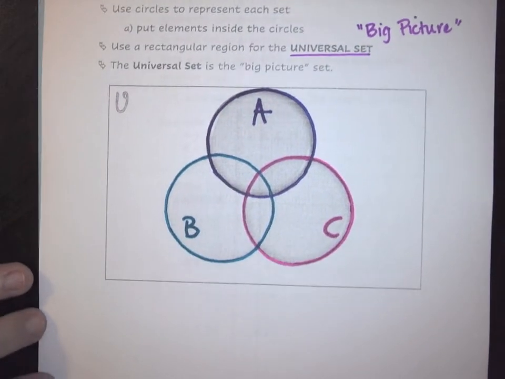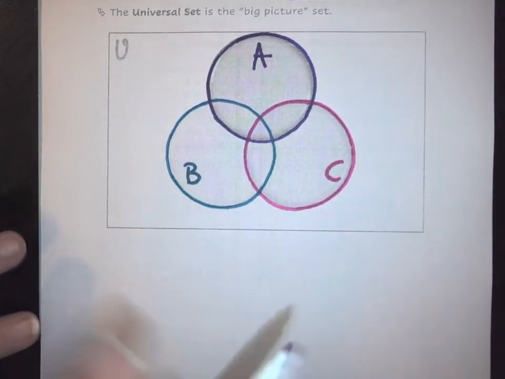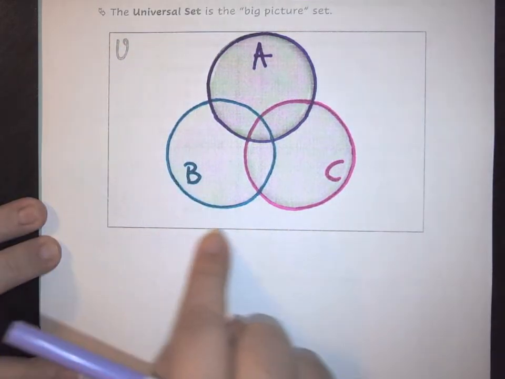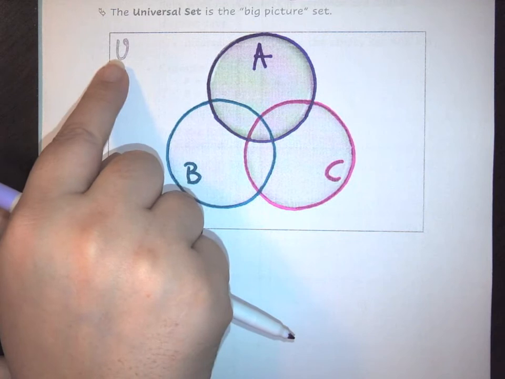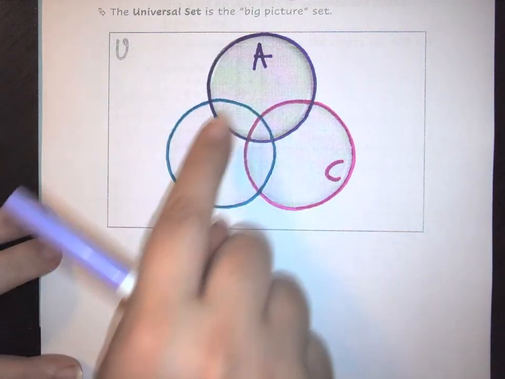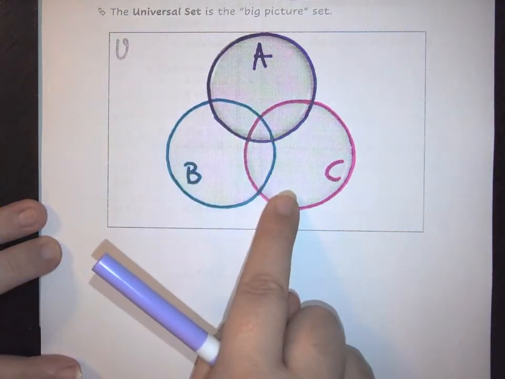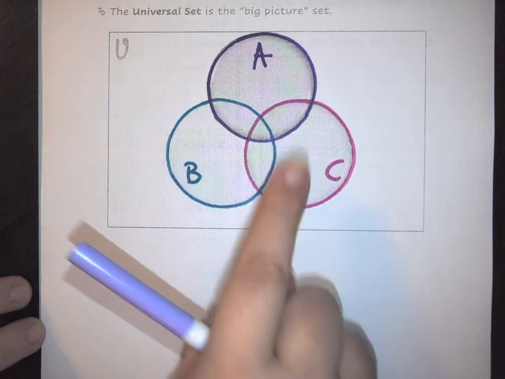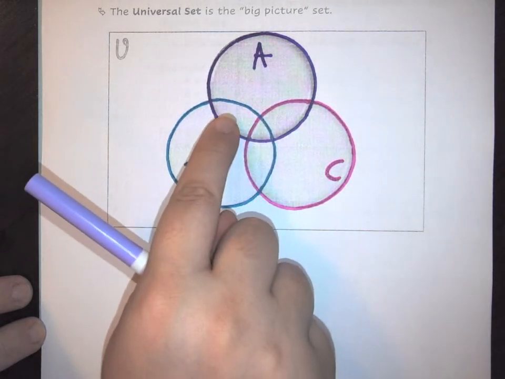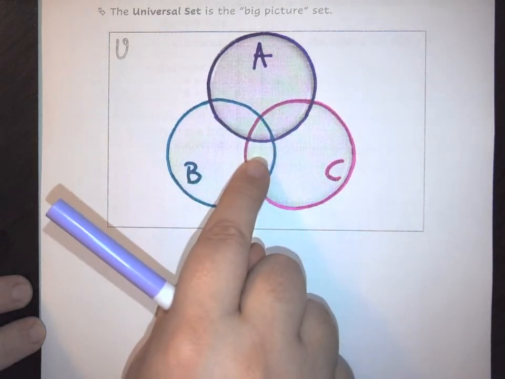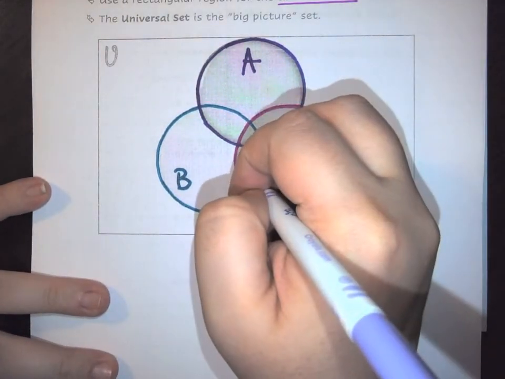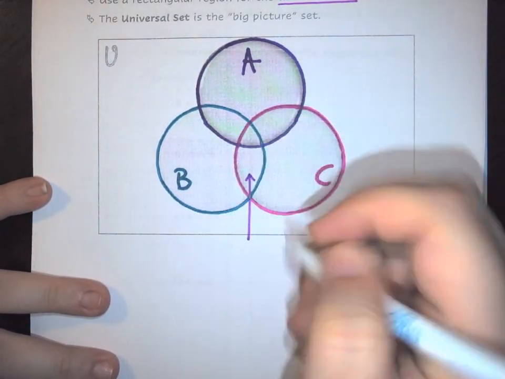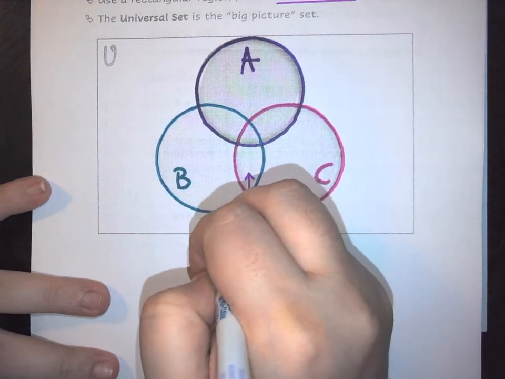We put this as a big rectangle because it's kind of like grabbing the overflow. U stands for the universal set. And then you can see here I had 3 sets, each were different, and what we have in here are these intersecting points.